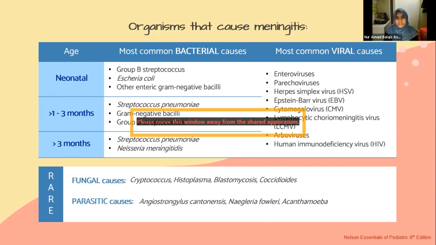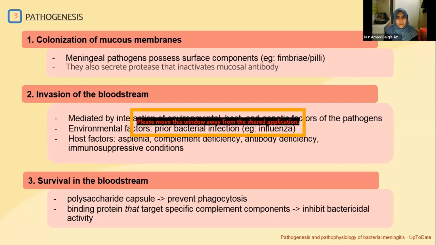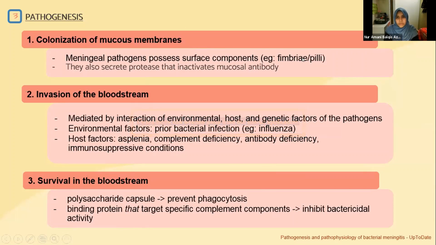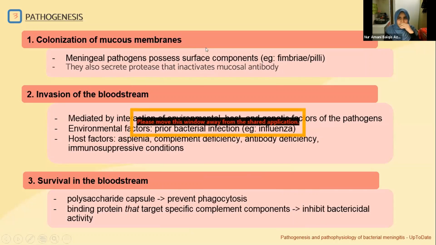So that's it for organisms that cause meningitis. So how do they actually cause inflammation at the meninges? First, there are 5 important mechanisms. First is colonization of mucous membrane. So these pathogens have a surface component that helps them to attach themselves to the mucous membrane, such as fimbriae and villi, and they are also able to secrete protease that inactivates mucosal antibodies. So that's how they colonize the mucous membrane, for example, at the respiratory tract or gastrointestinal tract, and also lower genital tract.